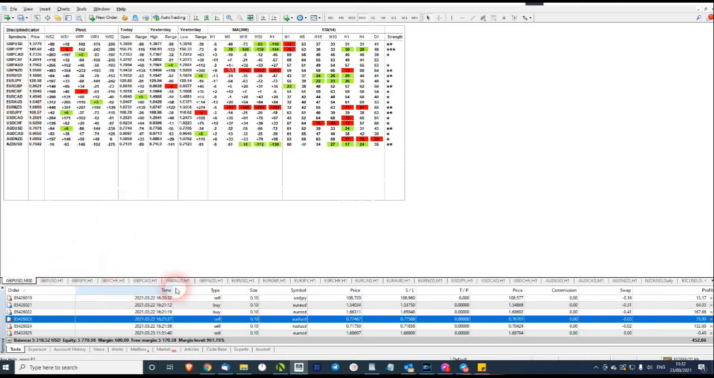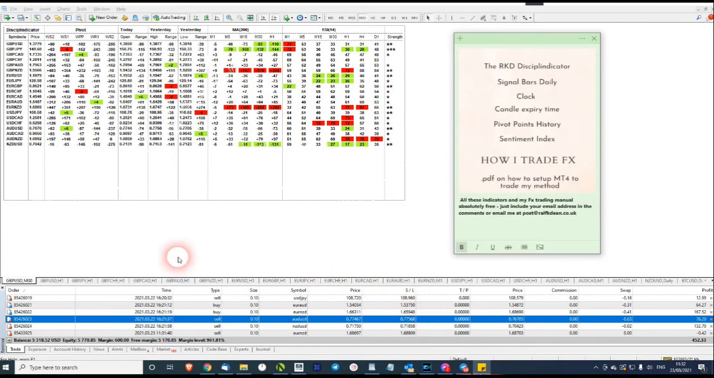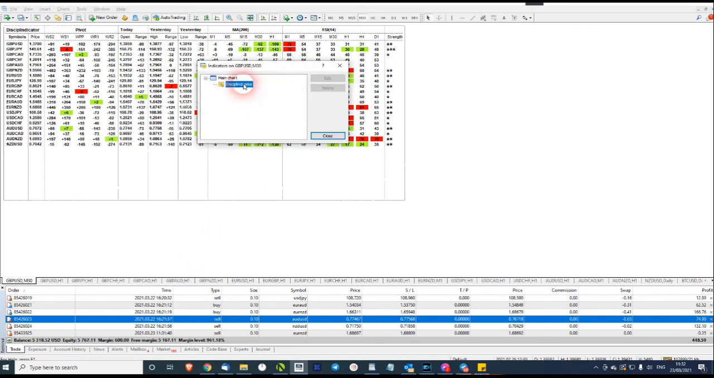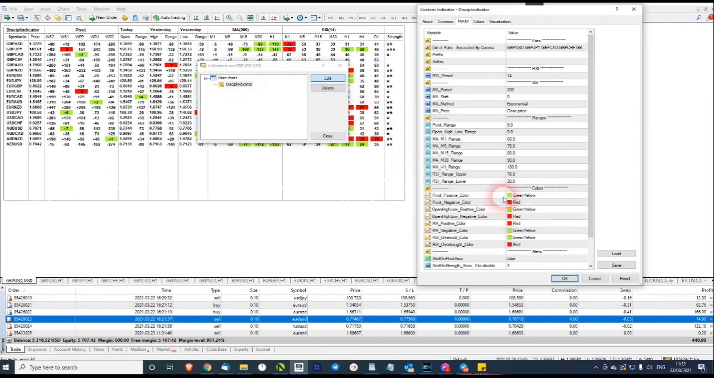Rather than going through all these charts and looking at them on various different time frames, which is so time consuming, this gives you a snapshot of the position of the market at any one time. Just to show you the variables, there's many variables on the matrix.